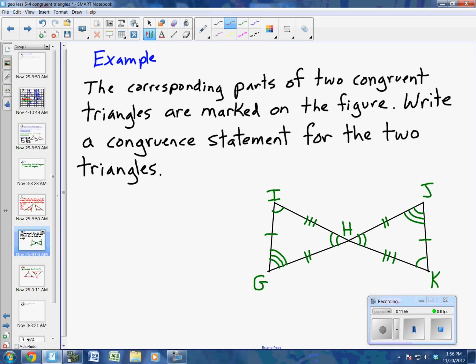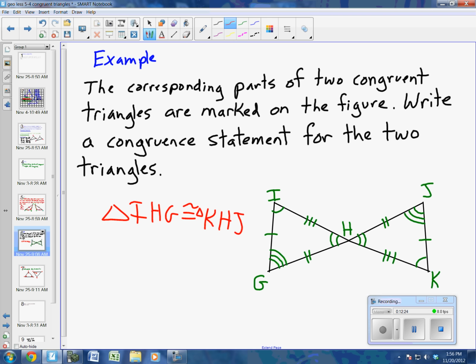Well, that's an angle. I want the whole triangle. IHG. So triangle IHG is congruent to triangle. What'd you say? What'd you say? KHJ. You guys, does he have this? By the way, I gotta put a triangle there.